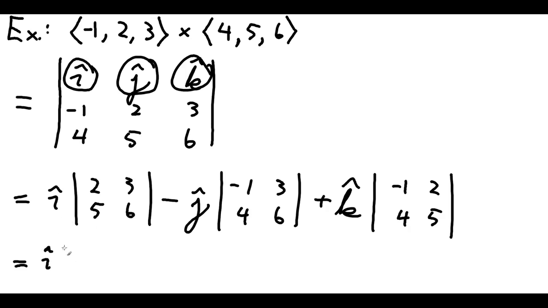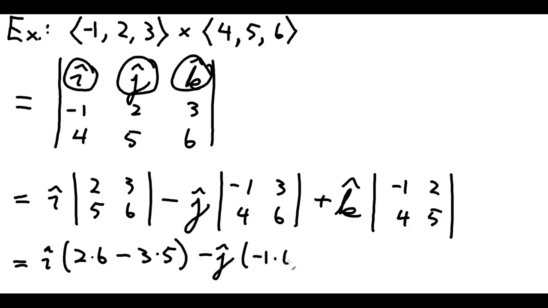i hat times, again, the product of the main diagonal, that's 2 times 6, minus the product of the back diagonal, 3 times 5, minus j times the product of the main diagonal, negative 1 times 6, minus the product of the back diagonal, that's 3 times 4, plus k times negative 1 times 5, minus 2 times 4.